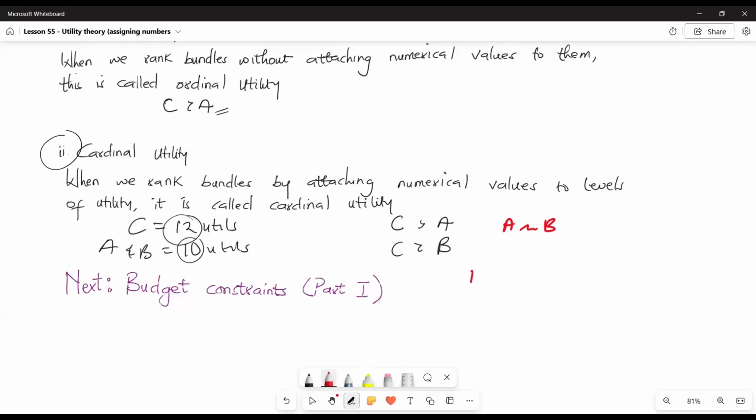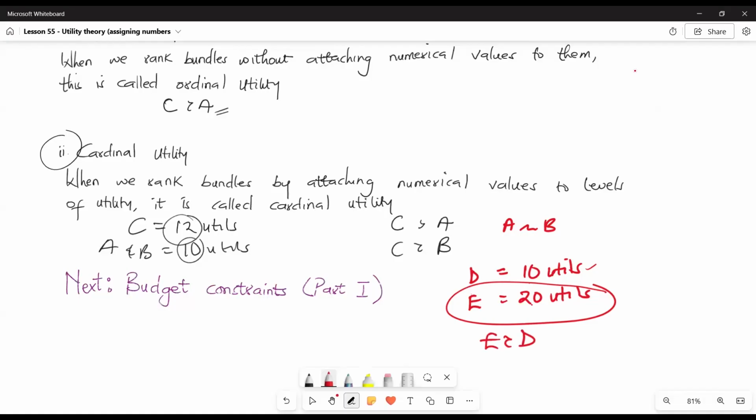If we consider a bundle D that gives a utility of 10 utils, and a bundle E that gives a utility of 20 utils, we cannot say bundle E is twice as good as bundle D because it gives double the utility. We are only interested in the rank, which says the number is simply telling us that E is preferred to D and not really by how much.